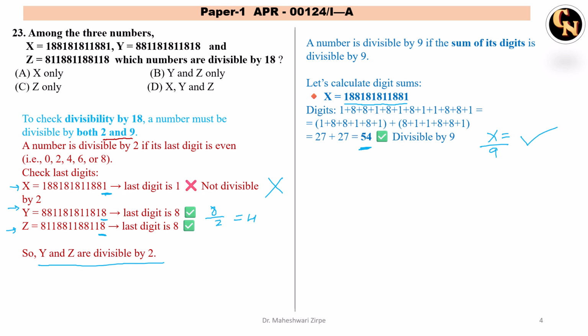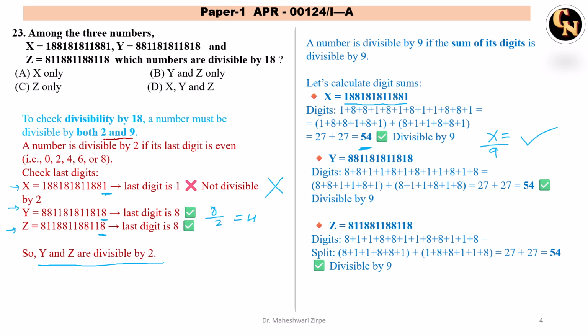Now next, let us do it in a similar fashion for y and z. I have done it on the screen, you can see. Even if you take the addition of all the y digits which they have given in the number, it comes out to be 54. Again 54 is divisible by 9, so y is also divisible by 9. Now z is also divisible by 9, because again it comes out to be 54.